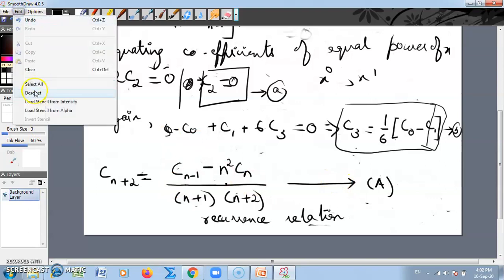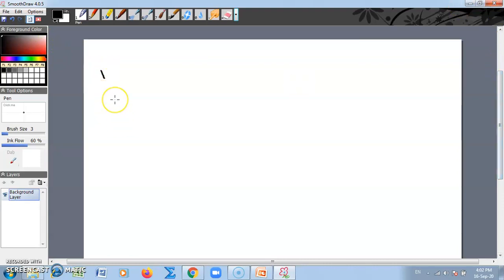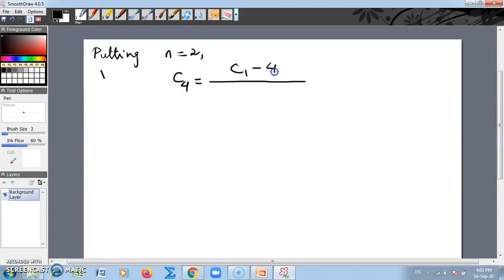So first let me clear my board and let me go to the top. I'm sure you must have noted down everything in your copy. So putting n is equal to 2. When I put n is equal to 2 in the recurrence relation, you will find that C4 is equal to C1 minus 4C2 divided by 3 into 4. See, at this point of time, you have to do certain things by yourself.